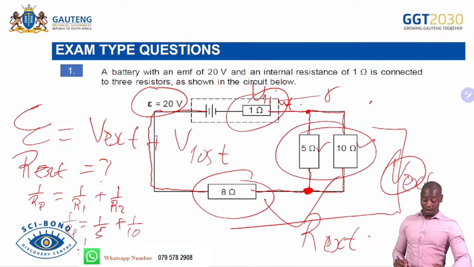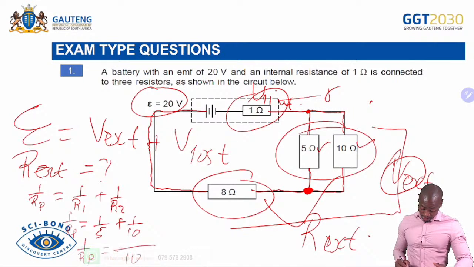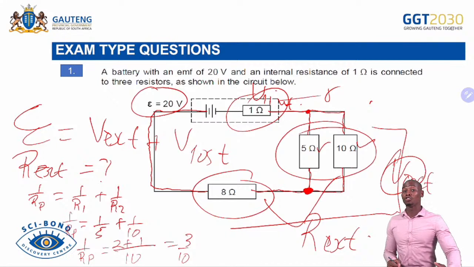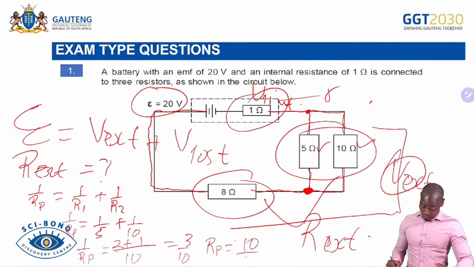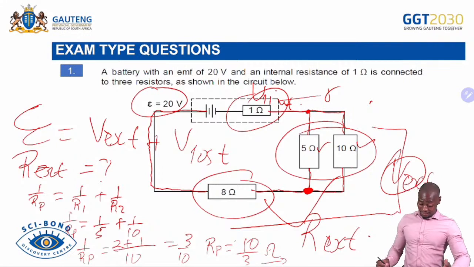So what is 1 over Rp? Your common factor here, I think it should be 10, then 2, then plus 1, right? Okay, then you will have 3 over 10. But remember, learners, that is your 1 over Rp. Then your Rp will be the inverse of 3 over 10, which is 10 over 3. So that is your Rp. Then 10 over 3, I think it should be maybe 3.33.